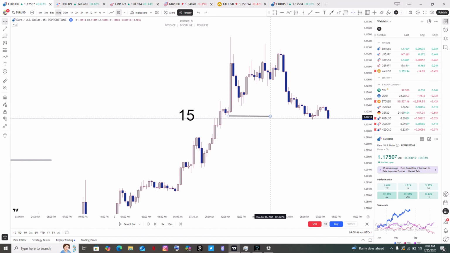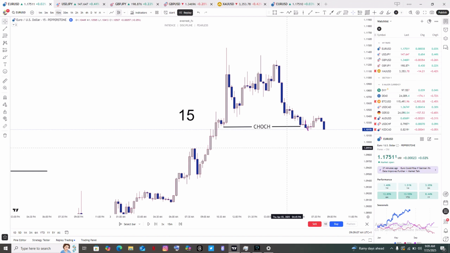Now, is this a break or is it not a break? It is a break. Why? Because the market broke it with full body. You can see it broke it with full body. So this is a break. Now we have a change of character here.